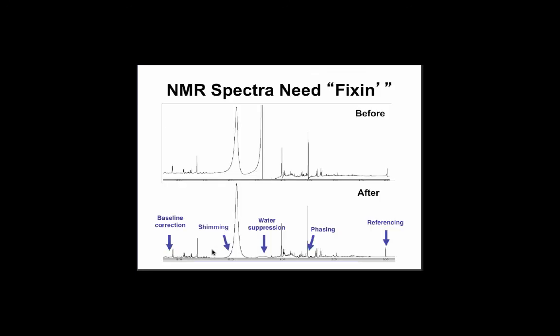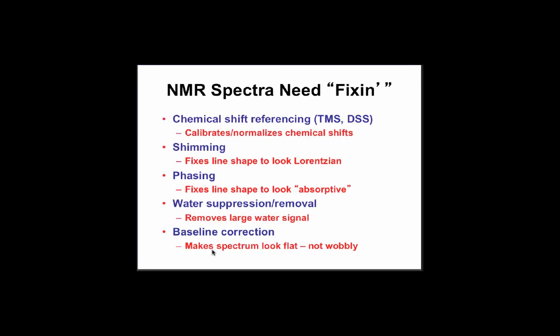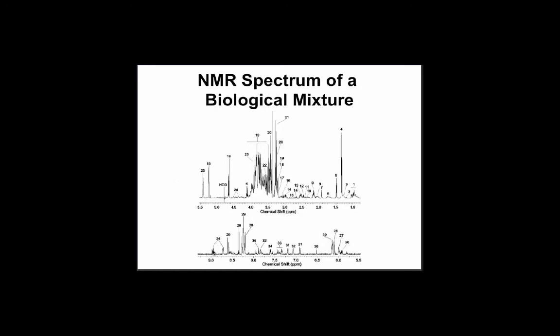NMR spectra need to be processed and fixed in different ways. They often come out kind of messy. They have to be phased and shimmed. Water has to be suppressed. They have to be referenced. They have to get baseline correction. All of these things take a bit of art and skill. But once they've been fixed, they look quite nice. And as I said, these are all components that often require a fair bit of expertise and training. We would have shown you guys how to do this, but there's a tool we'll show you later that actually does all of this for you automatically.